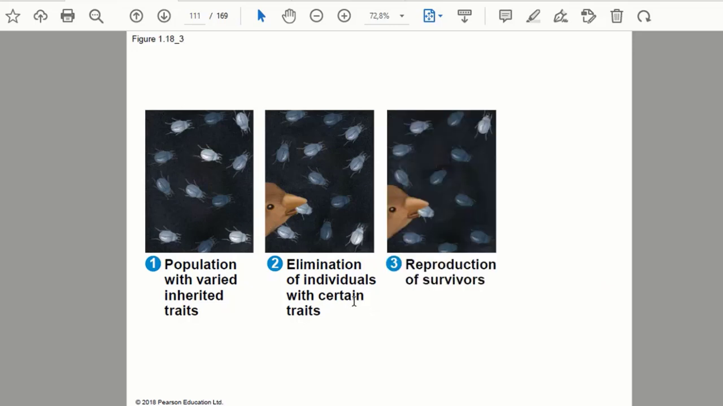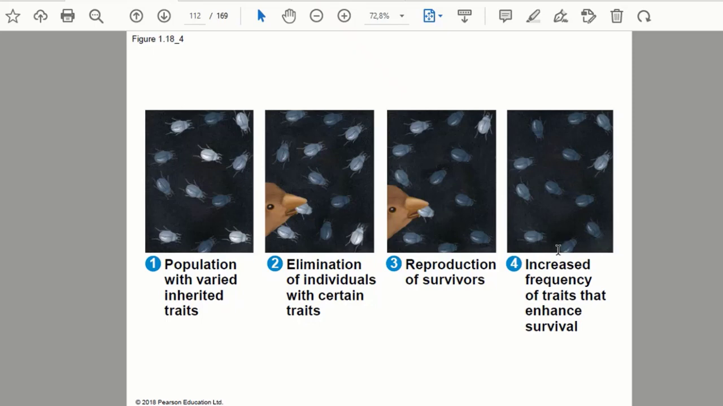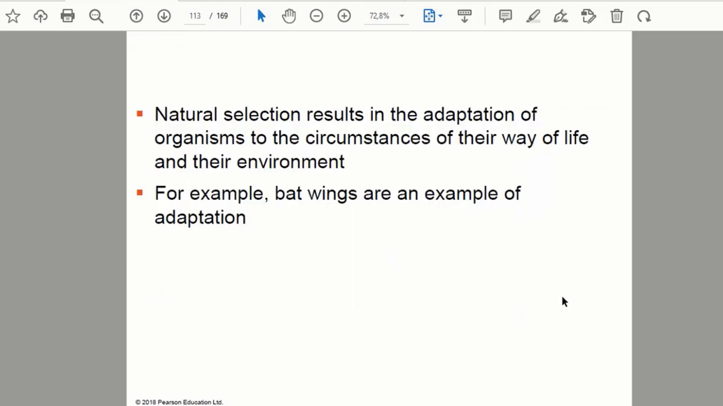What are the certain traits? The ones that are light. So you will find that in the environment, what remains are the ones that are dark, and the dark ones are the ones that will mate and produce offspring. So in the near future, you will find an increased frequency of traits that enhance the survival of only the dark ones.